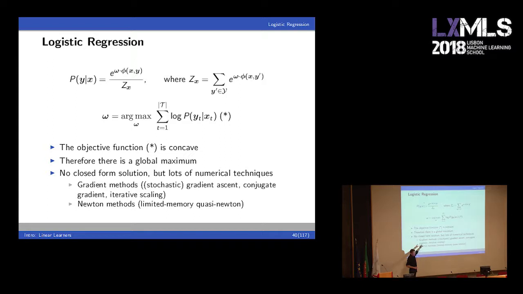So we don't find a closed form solution, but in the beginning, several techniques have been used to optimize this kind of models. They were called iterative scaling, improved iterative scaling. Then people used conjugate gradient techniques. And now people use stochastic gradient ascent or stochastic gradient descent techniques. So it took a while to figure out what the best optimization techniques are for this kind of models.